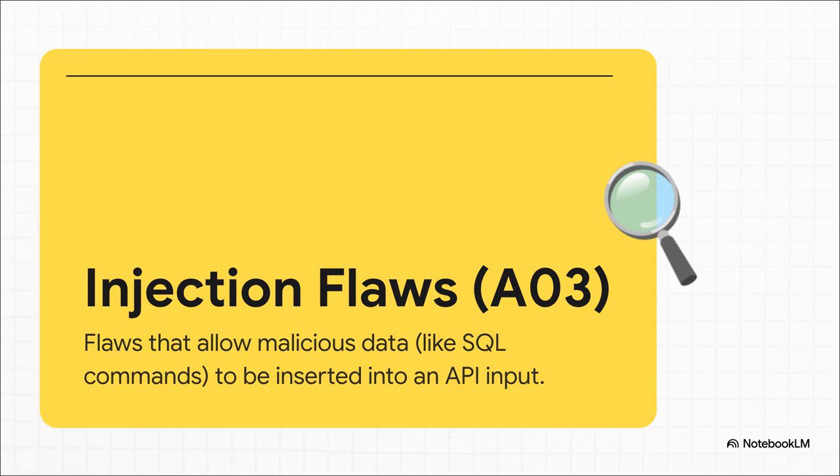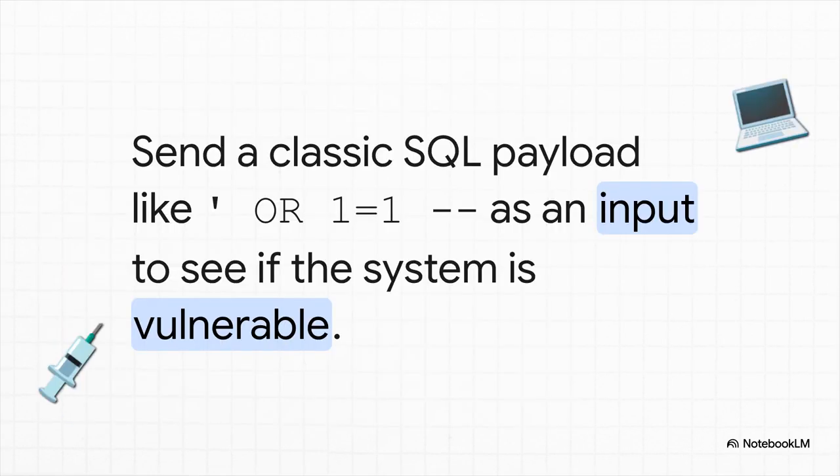Basically, an attacker sends a chunk of malicious code, like a database command, but disguises it as a regular input, like a username. If your API isn't careful, it might just run that command. Whoops! The test for this is also pretty straightforward.